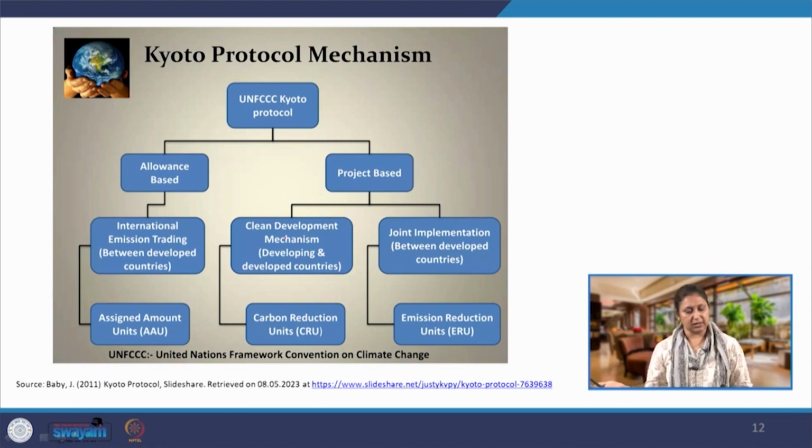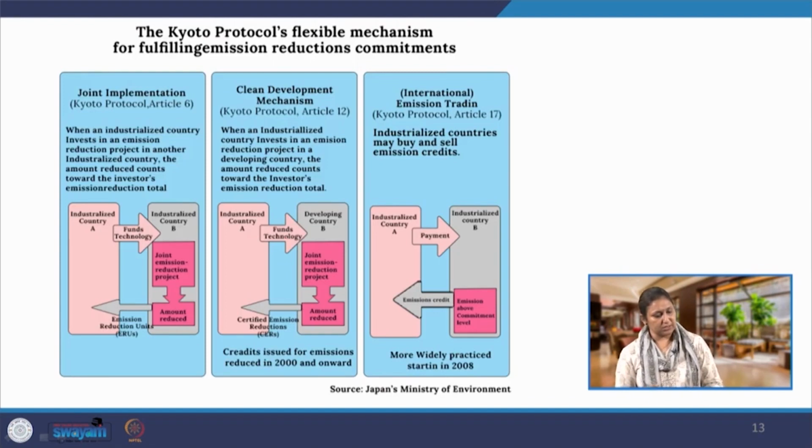The second type is project based, where we have two: one is CDM, the Clean Development Mechanism, and the other one is Joint Implementation. Let us go over each one of these. So, international emission trading is what happens when an industrialized country pays to purchase emissions.